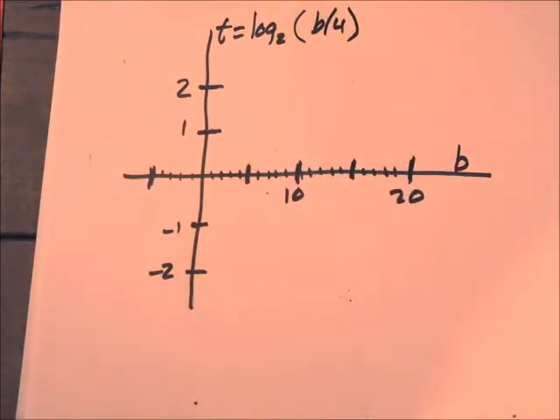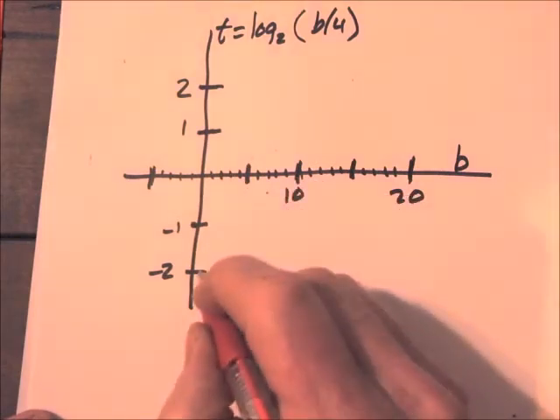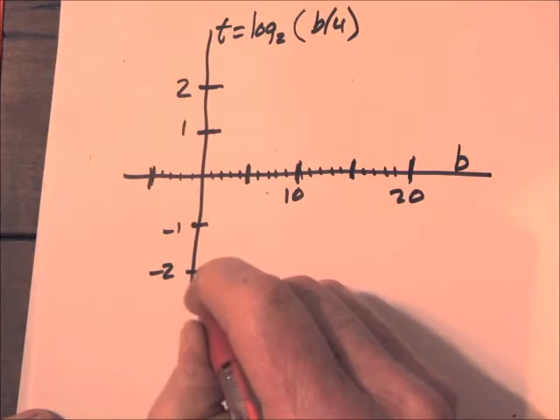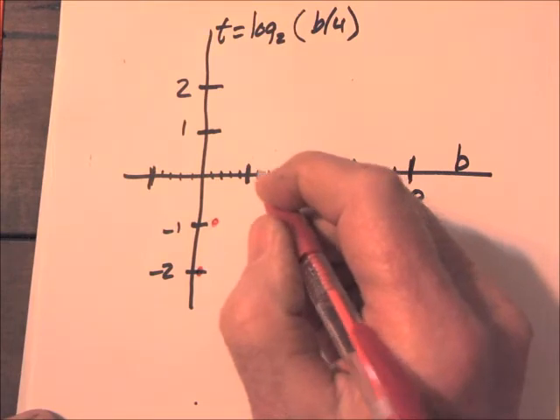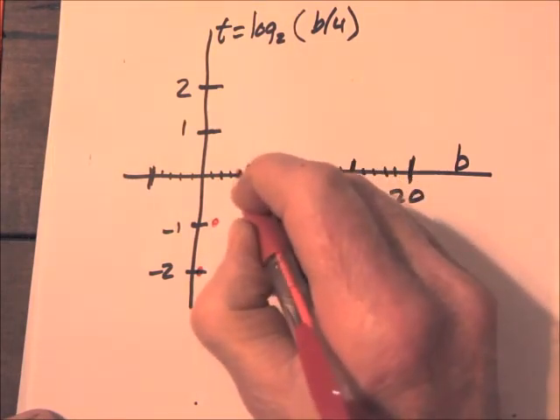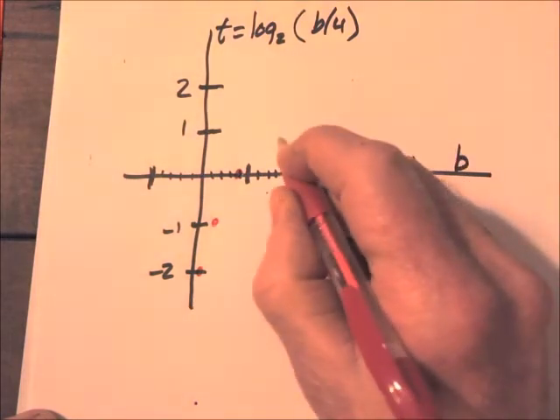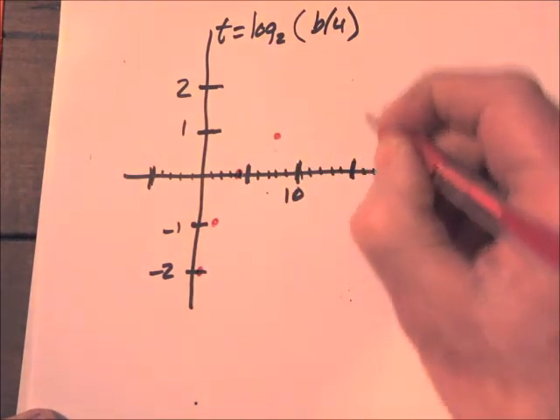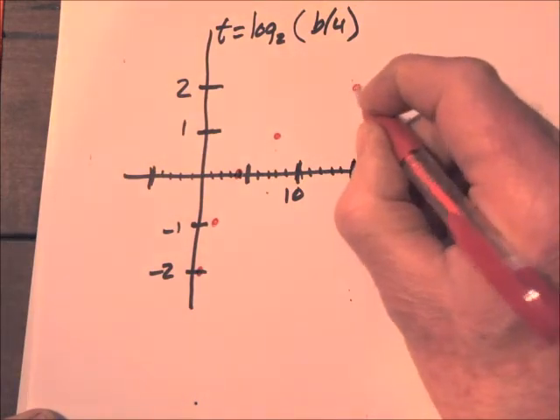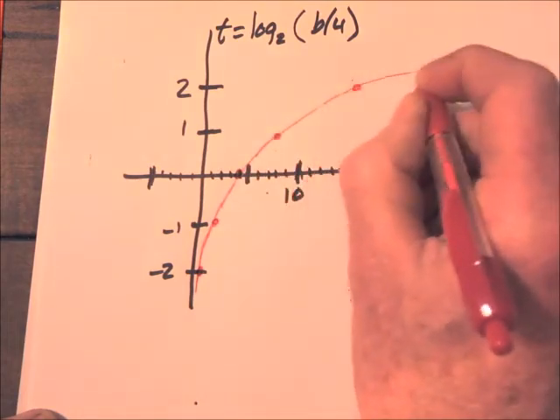Okay, so then we can plot the points. When there's 1 bacteria, the time is negative 2. So that's 1 to the right, down 2. When there's 2 bacteria, the time is negative 1. That's 2 to the right, down 1. When there's 4 bacteria, the time is 0. 4 to the right, up or down 0. When there's 8 bacteria, the time is 1. That's 8 to the right, up 1. And when there's 16 bacteria, the time is 2. So it's 16 to the right, up 2. And connect the dots, and that's our function.